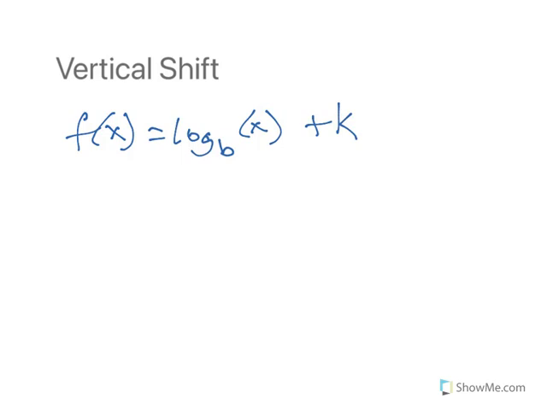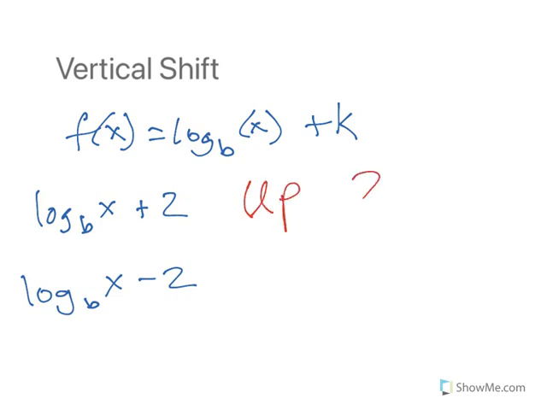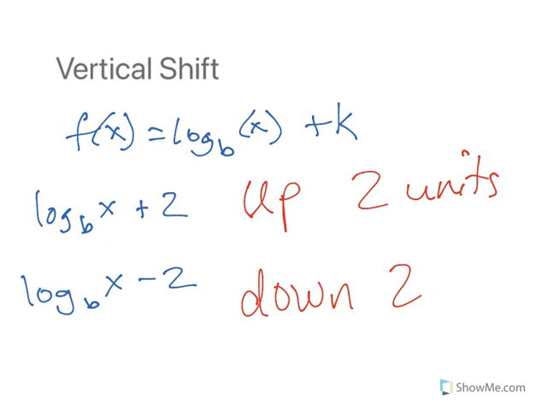What about the vertical shift? Well, that's noted in your function outside of x. So there will be a number out by itself, not with the x inside the parentheses. So again, let's just say we have log of x, base b. We don't care what the base is. And then let's have plus 2. And then let's have log of x base b minus 2. So the first one, plus 2, would shift up 2 units. And the bottom one would shift down 2 units.